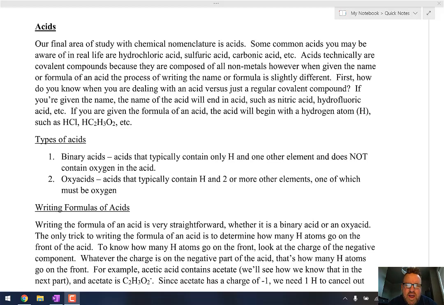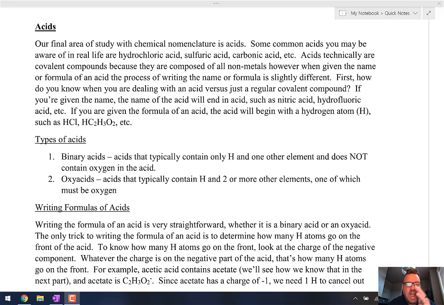Some common acids that you may already be familiar with in real life are maybe hydrochloric acid, maybe sulfuric acid, carbonic acid, etc. Technically, acids are covalent compounds because they are generally made of all nonmetals. However, when given the name or the formula of an acid, the process of writing the name is a little bit different. You don't use those prefixes, basically.